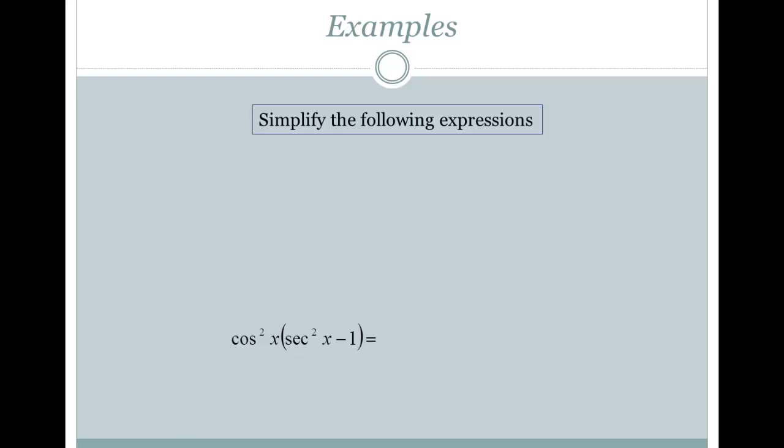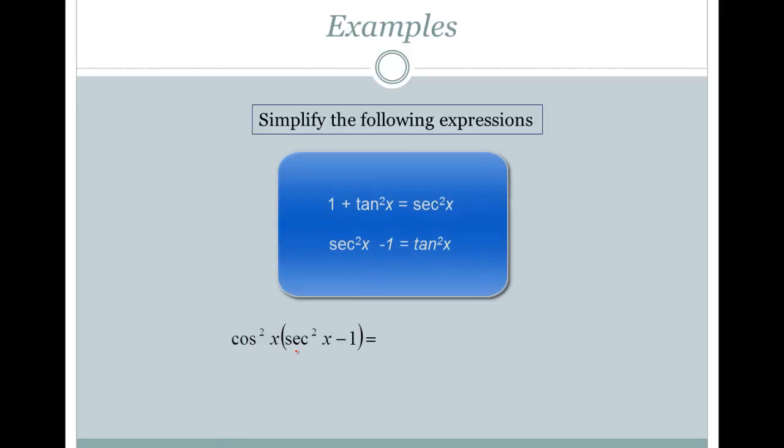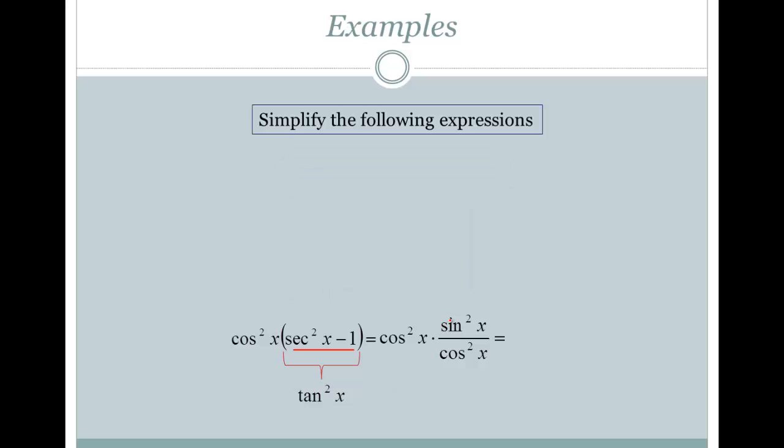Cosine squared times secant squared minus 1. Again, we can use the Pythagorean identity right there. We should see that that's tangent squared of x. So I have cosine squared times, this part right here, tan squared. So the cosine squareds are going to cancel out, and I'm simply left with sine squared x.